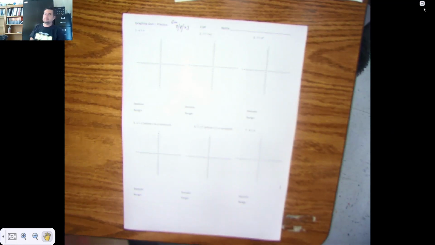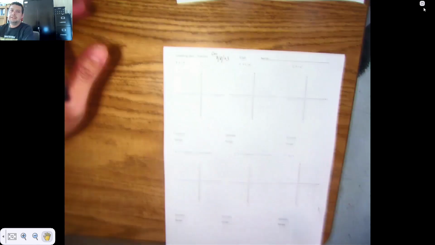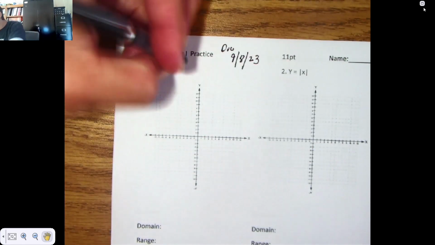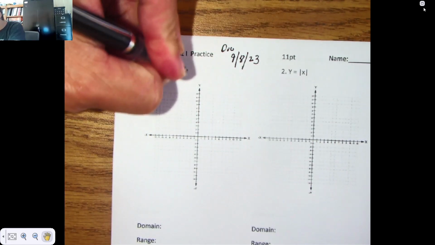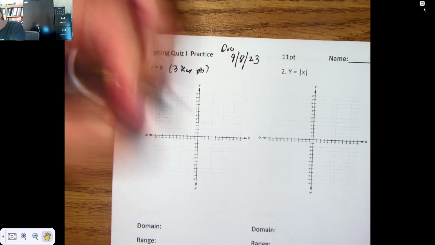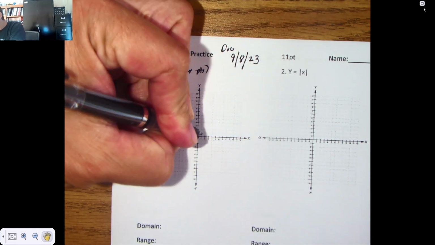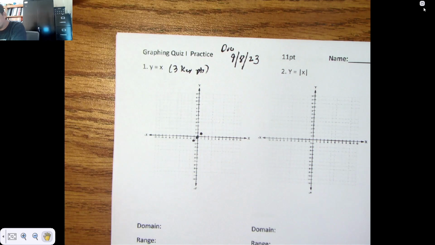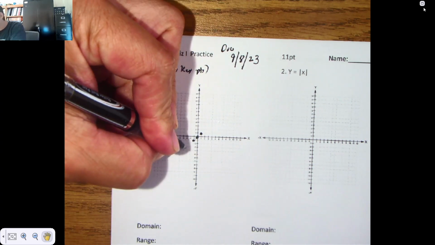First off is a mother function. All lines look like y equals x. You're supposed to give me 3 key points. She contains (0, 0), (1, 1), and (-1, -1). I got to see those 3 key points.